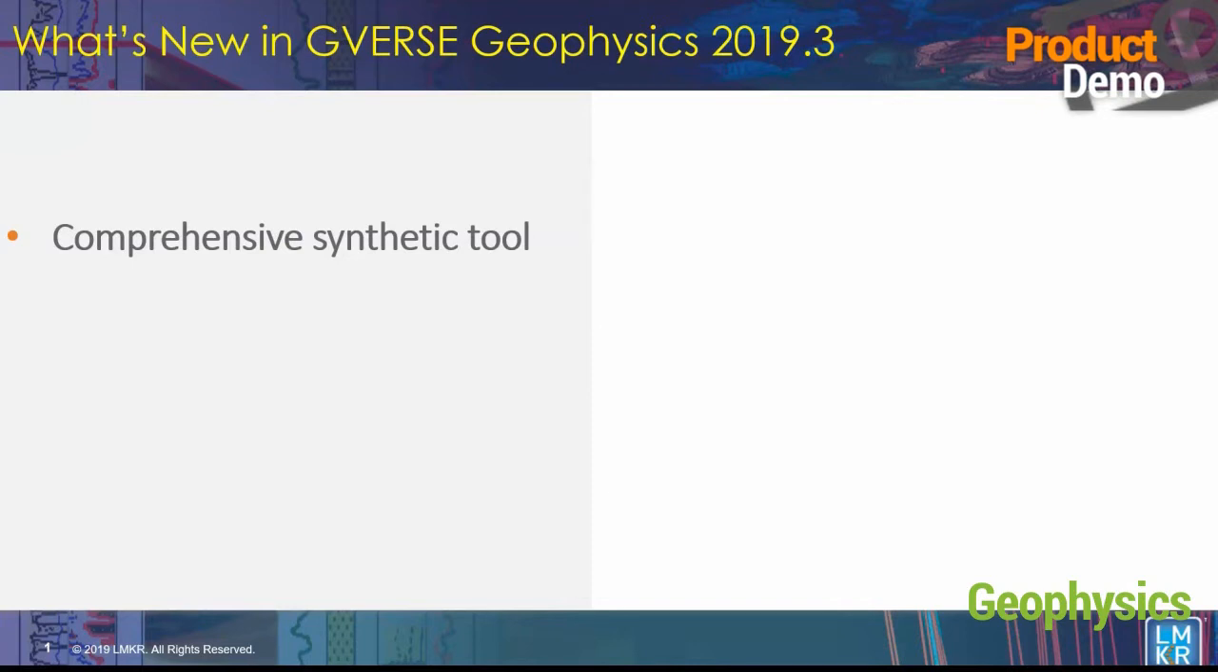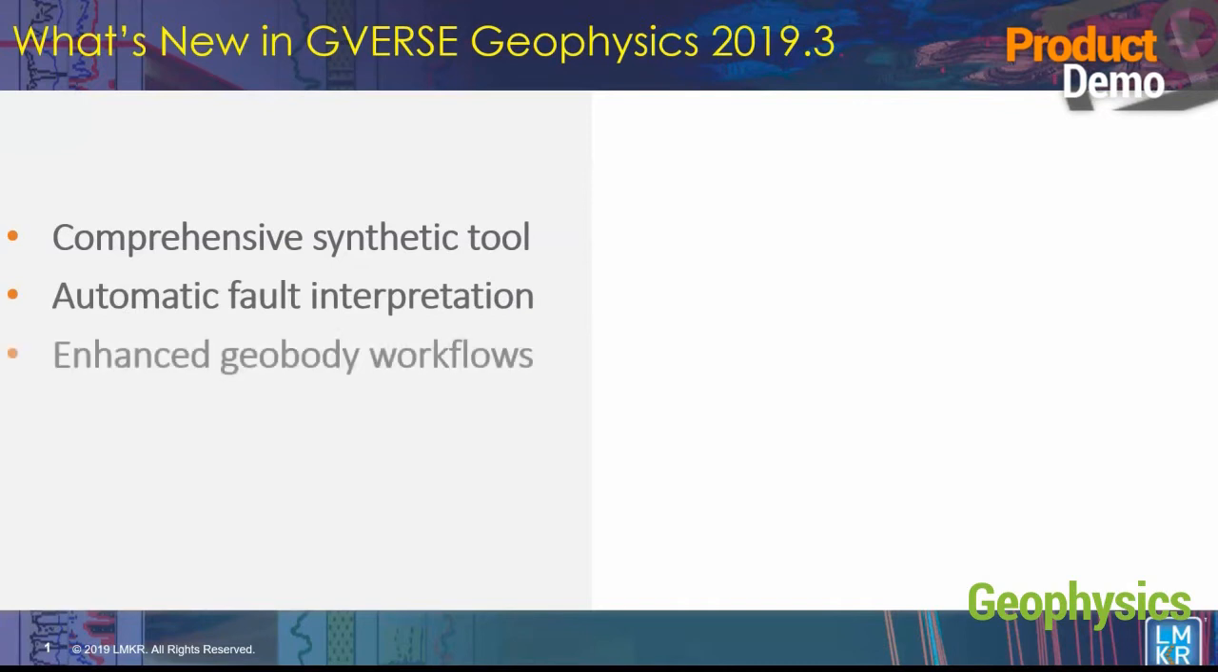A new fault auto picker that lets you pick faults one at a time or in bulk. We've enhanced our Geobodies workflows to help you get the most out of Geobodies that you pick and create useful outputs to inform other aspects of your overall interpretation. The 2019.3 update also integrates well top editing and picking within the geophysics domain. You can add new picks to a well or just existing ones, all from within GVERSE Geophysics.